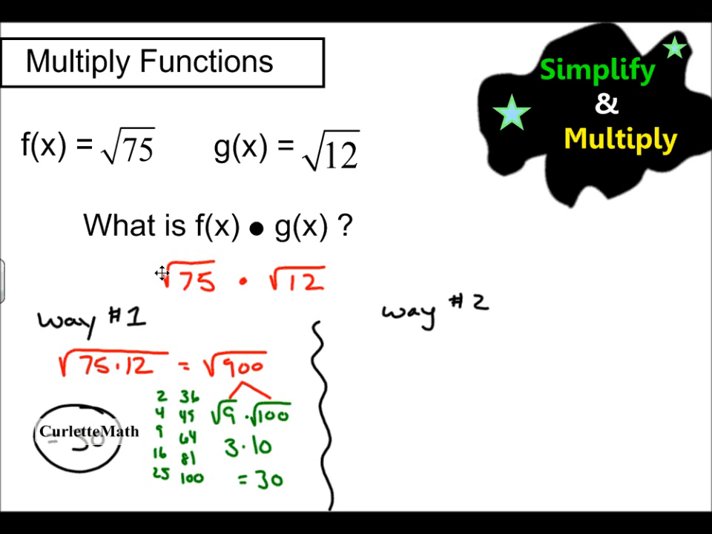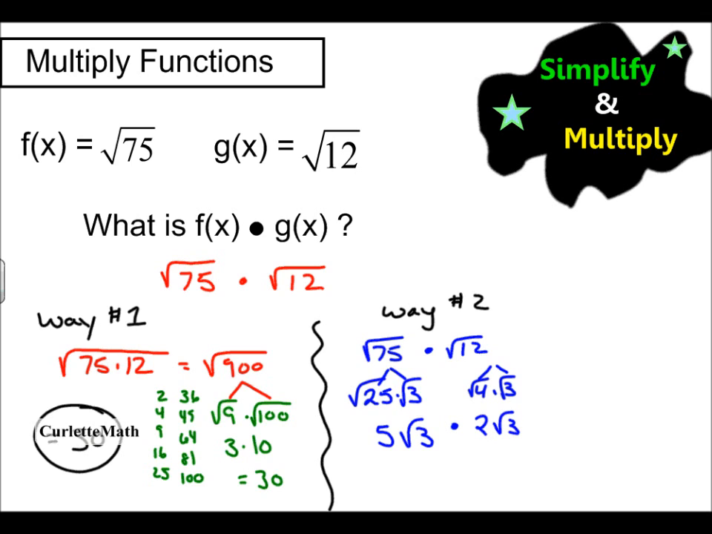Well, some of us may be so used to breaking down our radicals, our square roots, that's the very first thing that we do. We look at the square root of 75 and say, okay, that's the square root of 25 times the square root of 3. And we say, okay, that's 5 square roots of 3. And then we look at the square root of 12 and say, okay, that's 4 times 3, so we'll get 2 square roots of 3, and then we need to multiply that together.